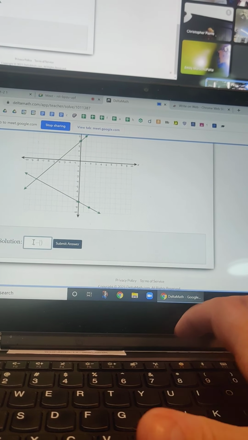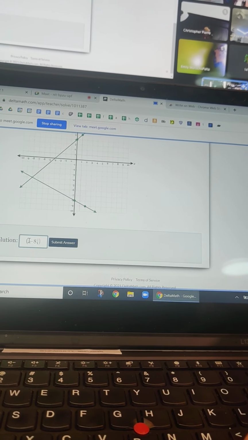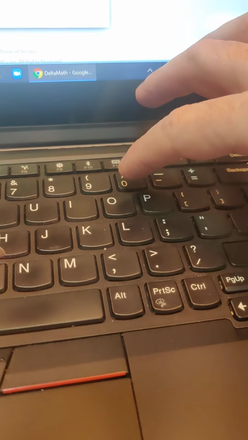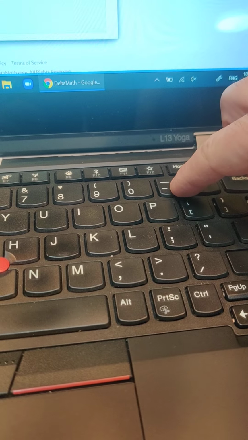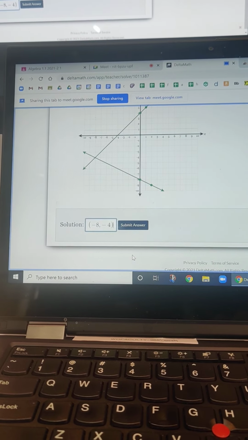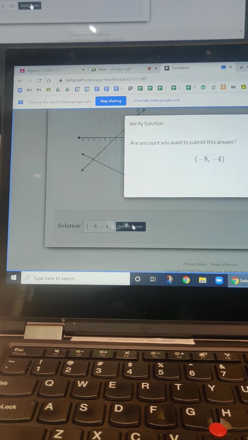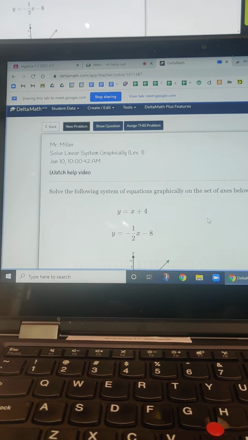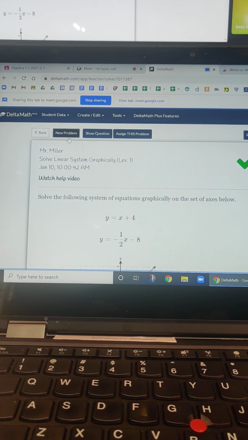Parentheses, -8, comma, I'm just hitting the minus sign. This above the, this right here, that's what I used for that. And that's it. All right, and we even got time. We can do one more in this video, and then I'll let you do these.